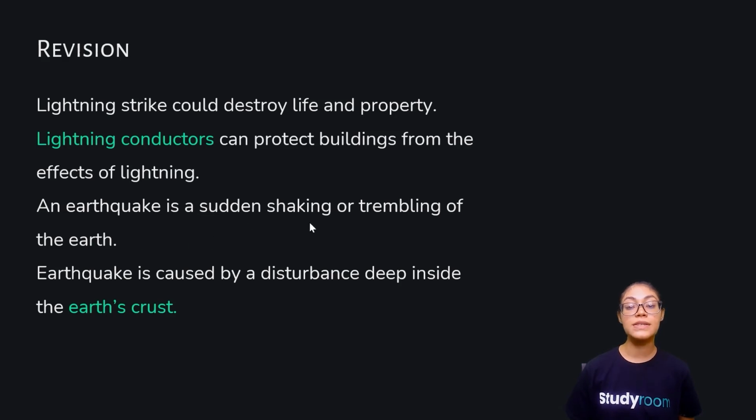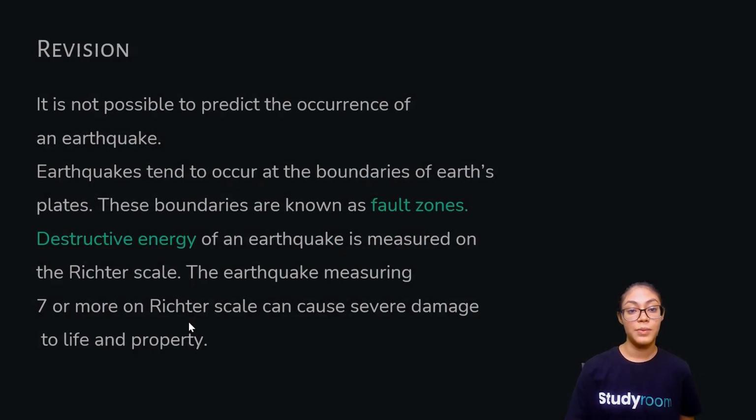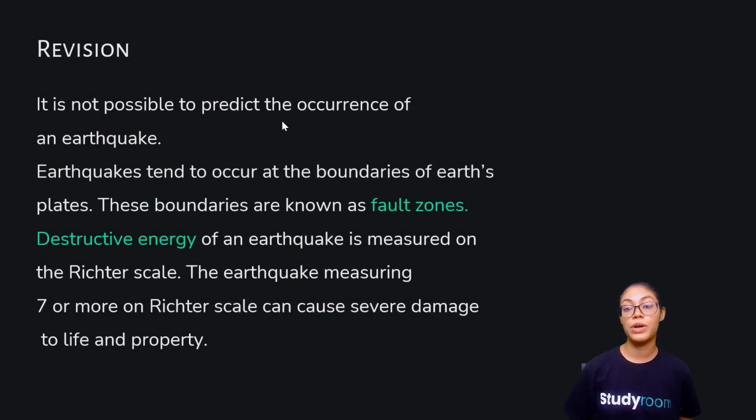An earthquake is a sudden shaking or a trembling of the earth. Earthquake is caused by a disturbance deep inside the earth's crust. It is not possible to predict the occurrence of an earthquake. Earthquakes tend to occur at the boundaries of Earth's plates. These boundaries are called the fault zones. Destructive energy of an earthquake is measured on the Richter scale. An earthquake measuring 7 or more on the Richter scale can cause severe damage to life and property. Right?